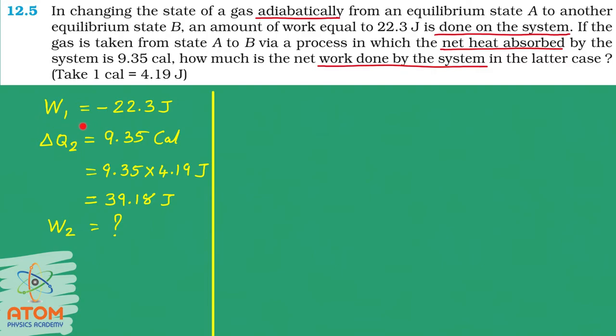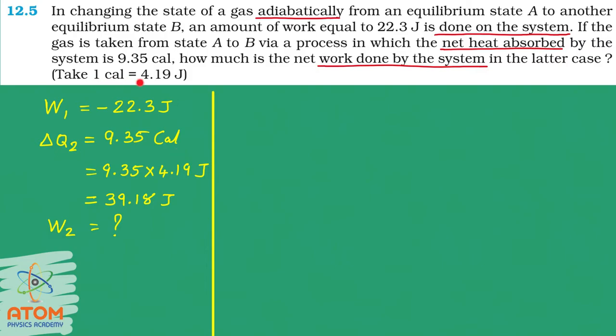In the first process, 22.3 joule of work is done on the system. That's why it will be a negative work. See, when the work is done on the system, it is always negative. When the work is done by the system, it is always positive. Then in the second process, 9.35 calorie of heat is absorbed. So that has to be taken positive. So it is positive 9.35 calorie.